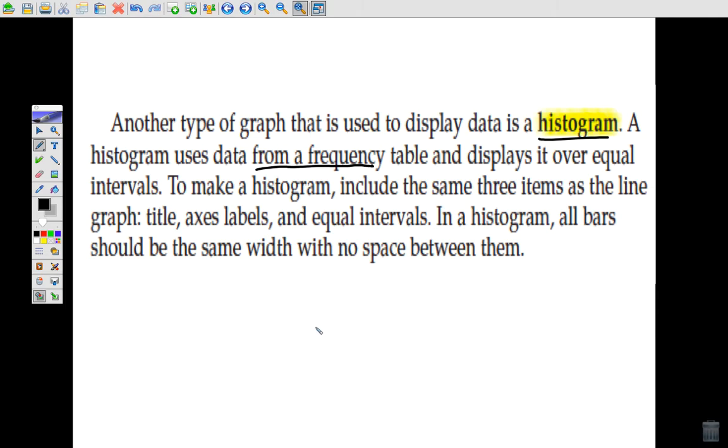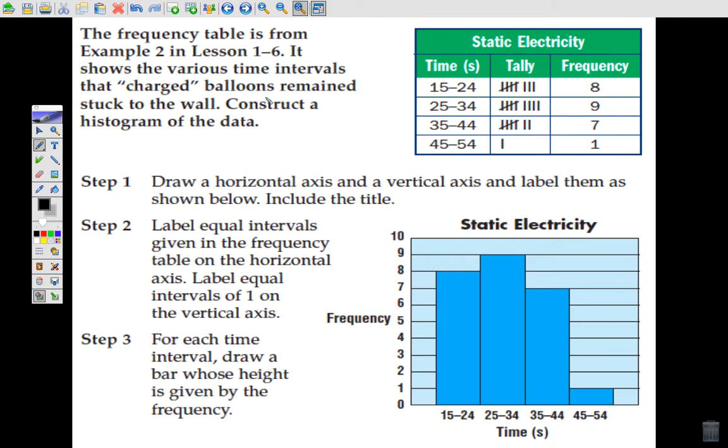So in a nutshell, we don't have to get into detail. We're not going to go through from start to finish on one of these. A histogram is basically taking the data from a frequency table and turning it into a bar graph. So for example, this frequency table, I've grabbed this from a lesson from an older algebra book I used to use. That's why it's saying example 2 in lesson 1.6. You can disregard that.